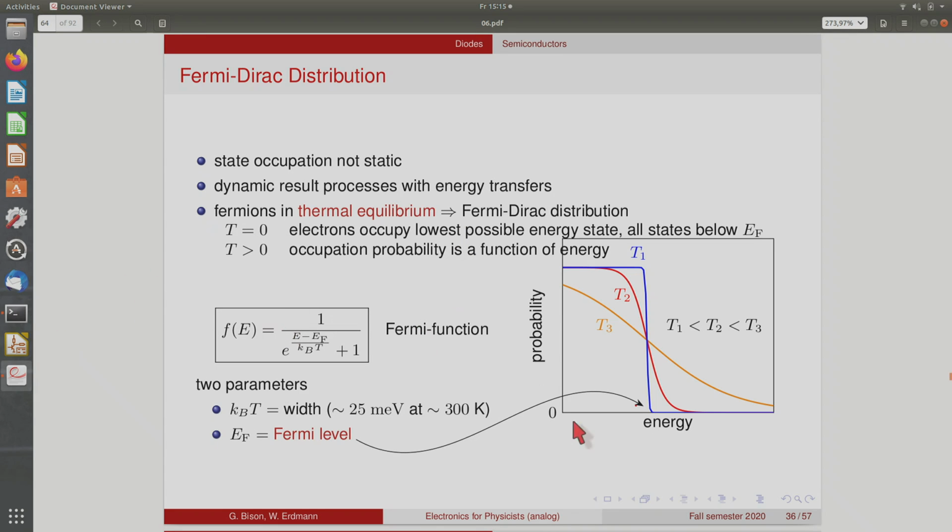So this is the shape of the Fermi function. Here's the energy, and the probability to fill a state depends on the temperature. This has two parameters. One is the temperature, which gives the width of the Fermi function when multiplied by the Boltzmann constant. For room temperature, this is about 25 or 26 millielectron volts. And the other parameter is the Fermi level, which is basically this position here, where it starts dropping to zero, or the 50% point of the distribution.